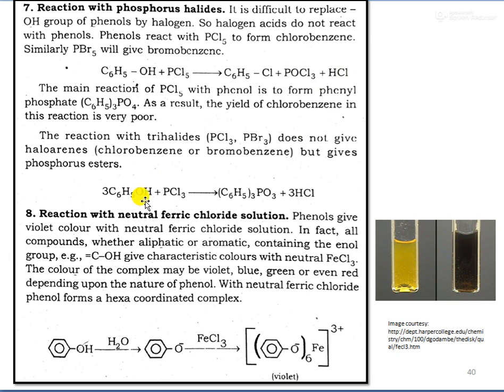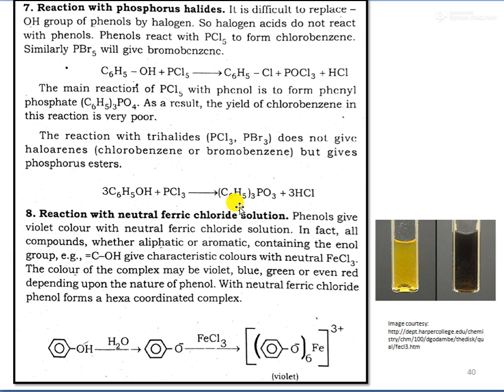Whereas in the case of PCl3, another compound is formed. Here chlorobenzene is not formed. In its place we get (C6H5)3PO3. Here 3 benzene rings are present in this compound. So the reaction with trihalides, that is PCl3, PBr3, etc., does not give haloarenes, that is chlorobenzene or bromobenzene, but it gives a phosphorus ester.